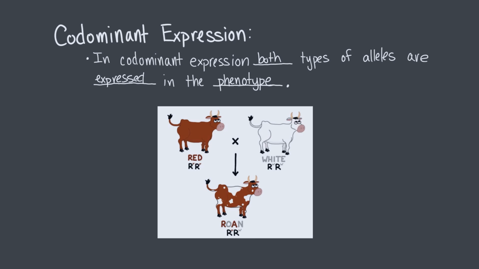So you see this a lot with cows. They have that roan coloration, horses as well. In this case, both traits are dominant and both traits are expressed. Both alleles, I should say, the red allele for fur and the white fur allele are both expressed in the phenotype of the cow.